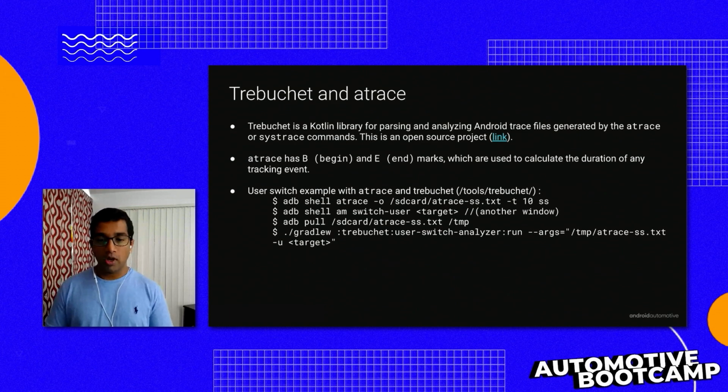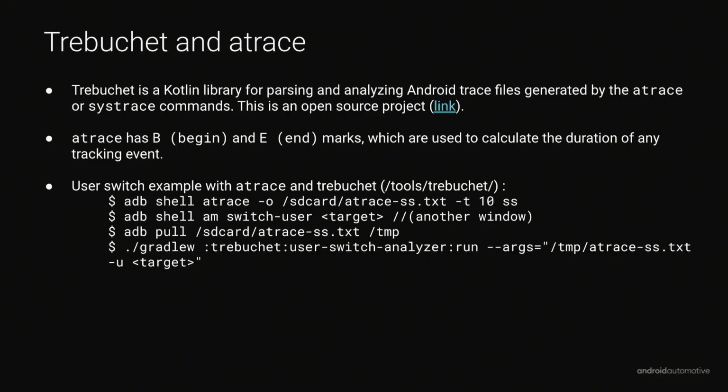There are a couple more tools. One is Trebuchet and Atrace. Trebuchet is a Kotlin library for parsing and analyzing Android trace files generated by the Atrace or systrace command. This is an open source project. In an Atrace file you have B and E marks. B is for beginning and E for end, and these B and E marks are used for calculating the duration of any tracing event. The Atrace can also have nested tracing events, so there can be B and E, beginning and end, of another tracing event sandwiched into another tracing event.